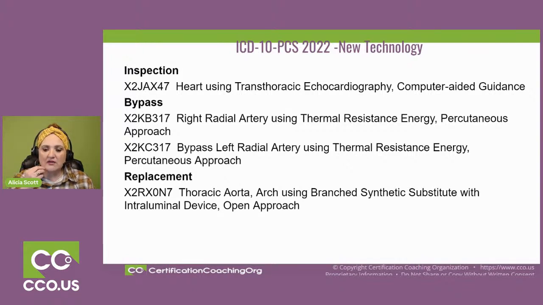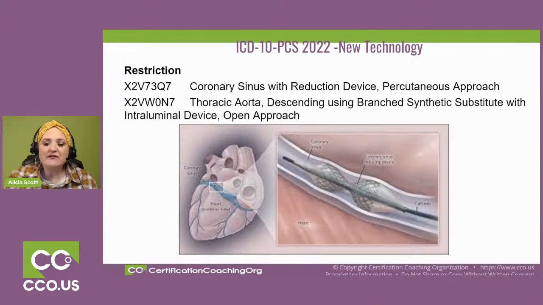And so they are using branch synthetic substitute with intraluminal device. We know what an intraluminal device is, inside the tube, open approach. And most likely, this is a procedure that we hadn't been able to do before, or maybe it's something new, and I suspect it's always open approach. I wouldn't imagine they could do it any other way yet. They're replacing the aortic arch. Wow. And then we have a restriction.